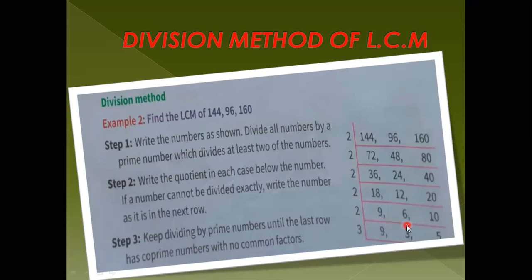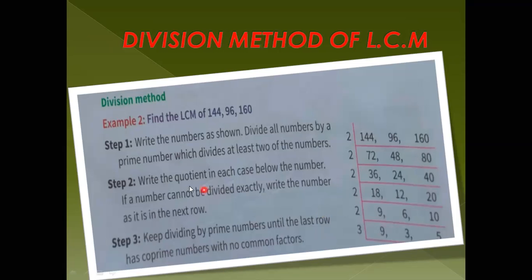Next, this 9, 6, 10: it is not possible to divide 9 by 2. We cannot divide with 2, so we will write the number as it is, 9 only. Next, 2 3s are 6, 2 5s are 10. So now what will you do? Divide by 3. 3 3s are 9, 3 1s are 3. And this 5 will not go.